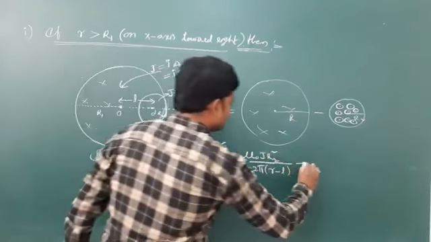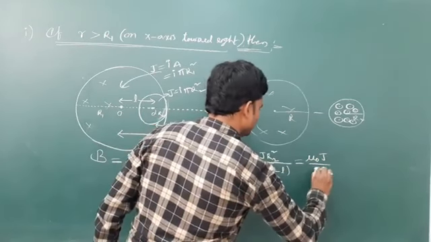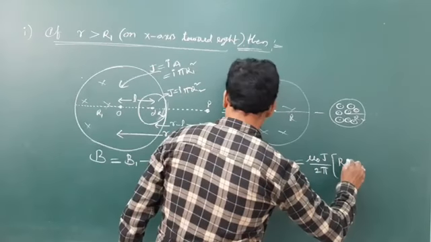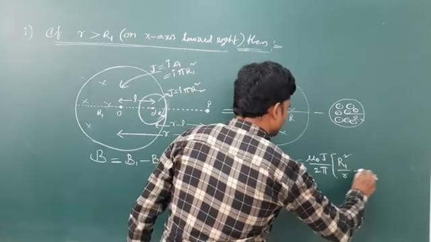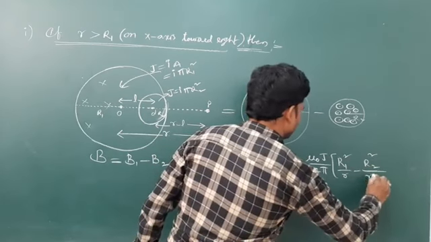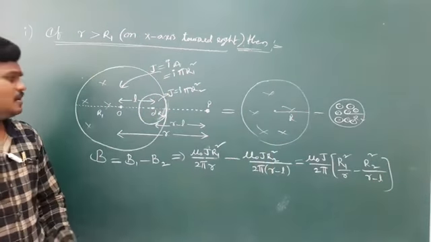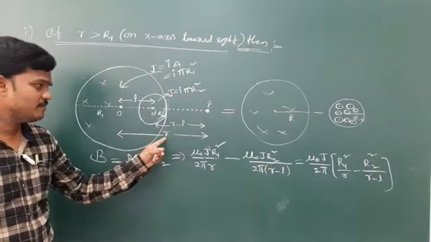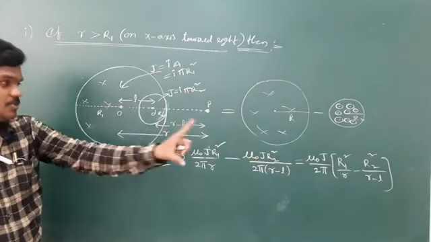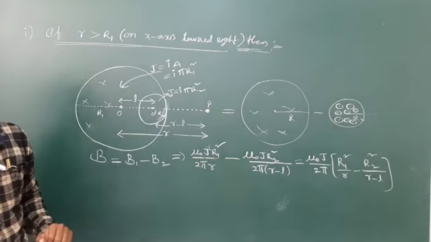Now, if I take the common terms outside, mu naught J by 2 pi, R1 square by r, minus R2 square by R minus L. If they given R1 value, R2 value, and at what distance they ask to find, just substitute, you will get the answer. So this is the magnetic field at a point P. Okay, first one.